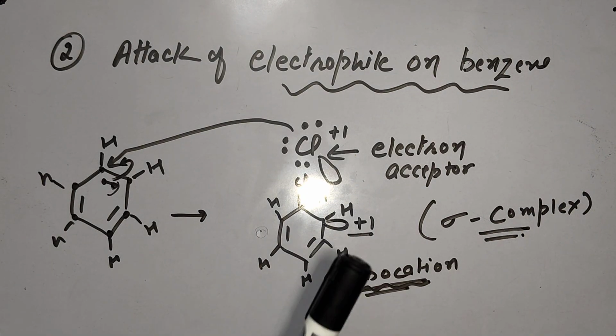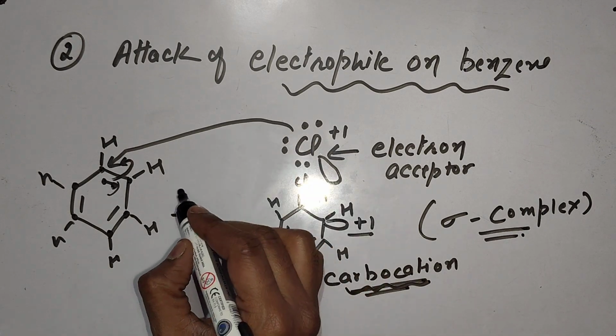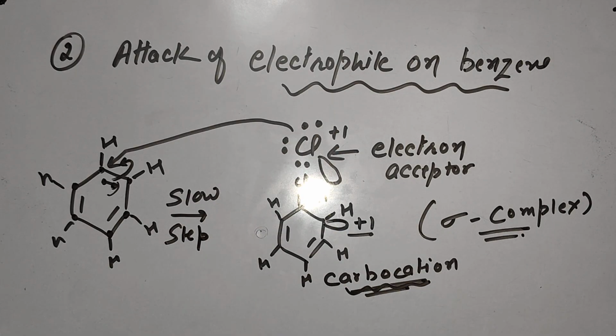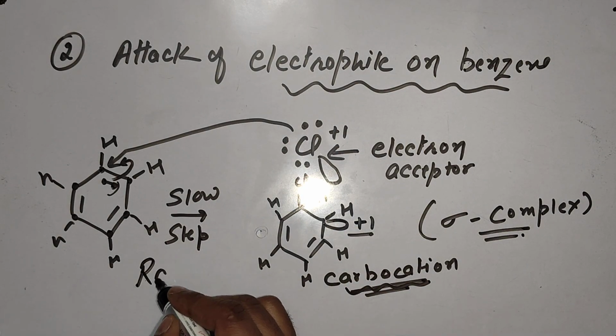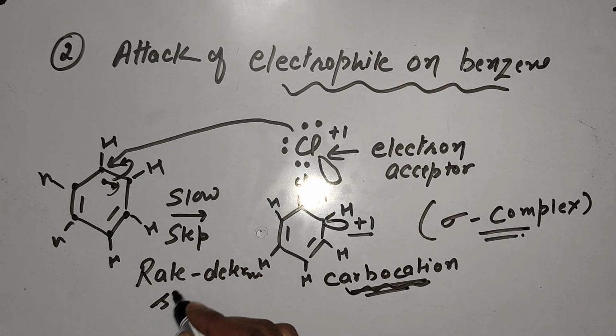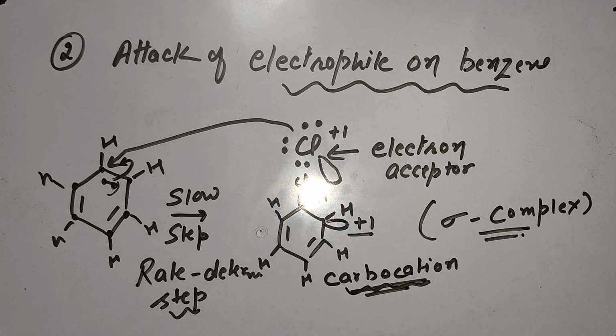These sigma complexes are able to show resonance. This is the slow step. The second step is a slow step, that's why it is the rate determining step. It means the speed of the whole reaction will be decided by this step. Now this molecule is stabilized by resonance. Resonance we can draw.